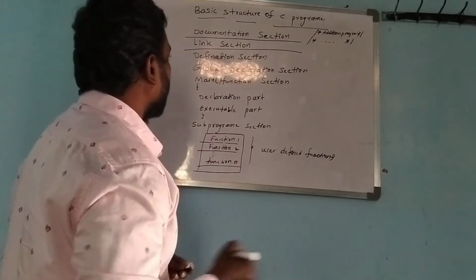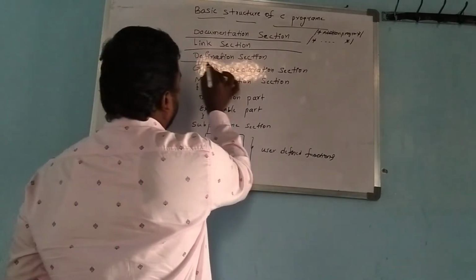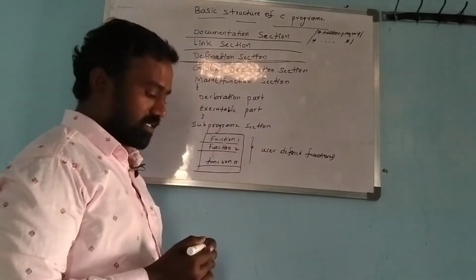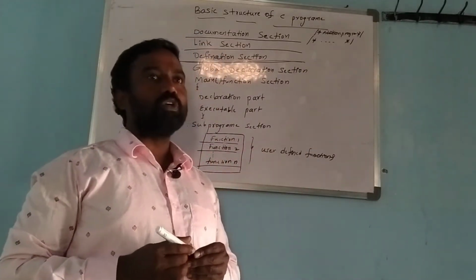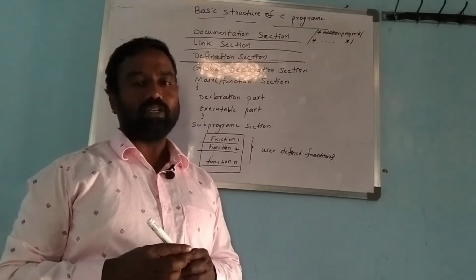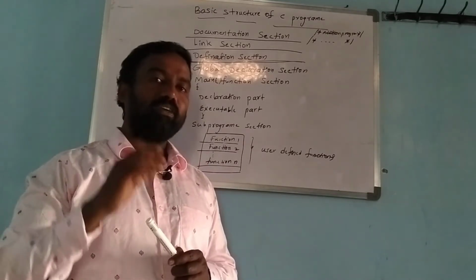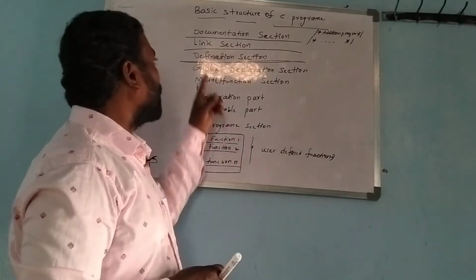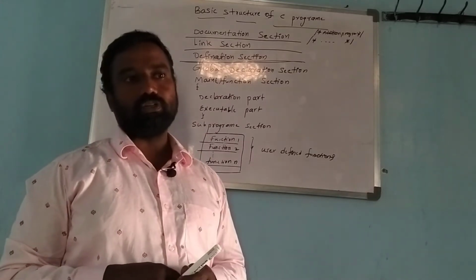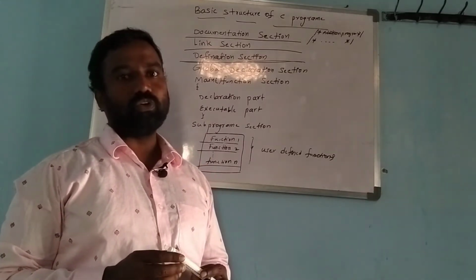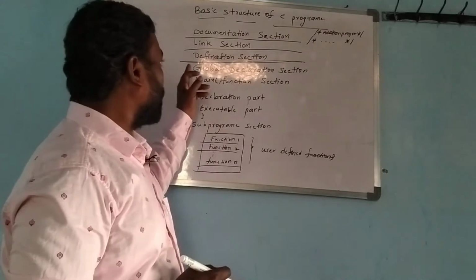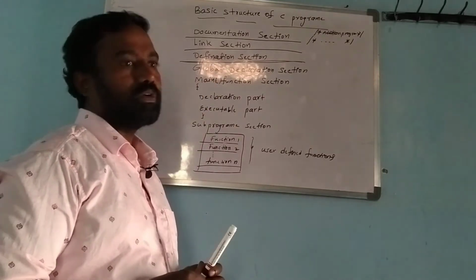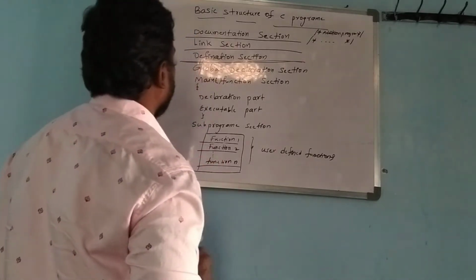The next one is the definition section. This definition section is mainly used to give defined constants. Constants-related information can be given in the definition section. So this is useful for defining the predefined constant variables. Okay, so this is the definition section.